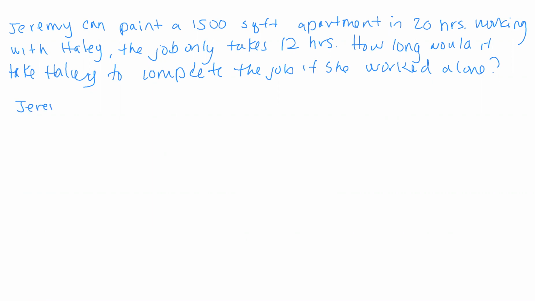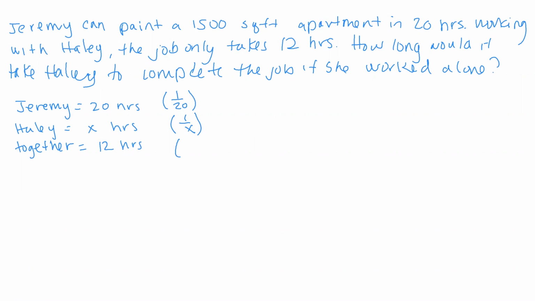All right, so Jeremy, it's going to take him 20 hours. If he works at a constant rate of speed, 1/20th of the job should be complete in 1 hour. Haley, we don't know how long it's going to take her, so we're going to say x hours. Again, working at a constant rate of speed, 1 over x parts of the job should be complete in an hour. Working together, we know it only takes them 12 hours. So in 1 hour, 1/12th of the job should be complete. So we take the individual parts of the job completed in an hour, set it equal to the parts of the job completed if they work together.